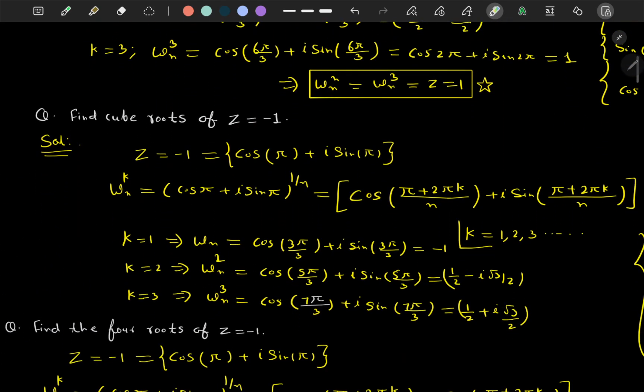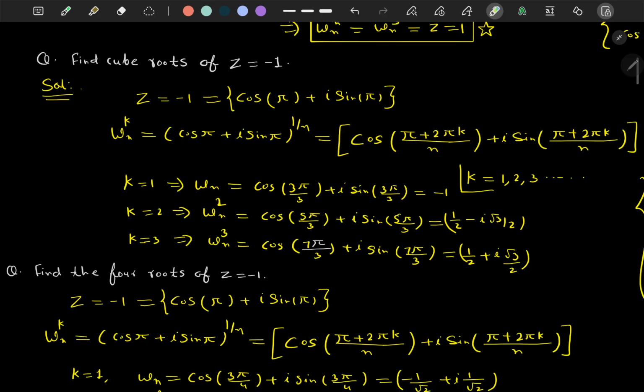Now find the cube roots of z equal to minus 1. So for z equal to minus 1, cos pi plus iota sin pi. Omega n k equal to cos pi plus iota sin pi, raised to the power 1 by n. z raised to the power 1 by n. We just have studied it. How will we expand it? Cos of theta plus 2 pi k by n. And what is theta here? Theta is pi here. So pi plus 2 pi k by n.